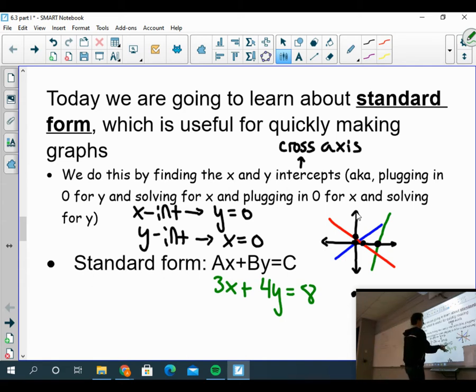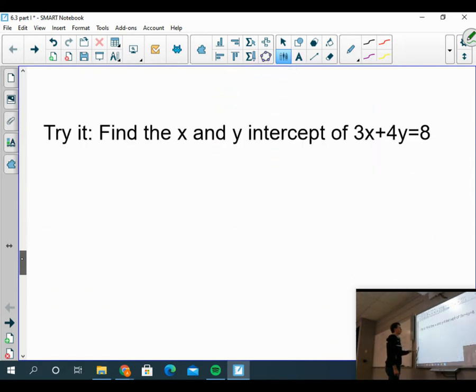But equations like 3x plus 4y equals 8 are in what we call standard form. And again, to quickly graph this, what we're simply going to do is find the x and the y-intercepts. That'll give us 2 points on the graph that we can connect with a line, and we'll get a picture of what the graph of the equation in standard form looks like. Okay, we do this as opposed to trying to maybe turn this into slope-intercept and going through the work of getting y by itself. So let's look at an example.